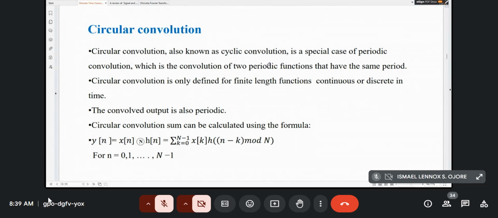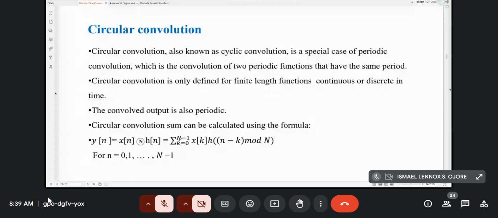So this is what we are going to look at. This one, the representation is a bit different. y of n is x of n, circular convolution. We use this N. This N means mod N, yeah.